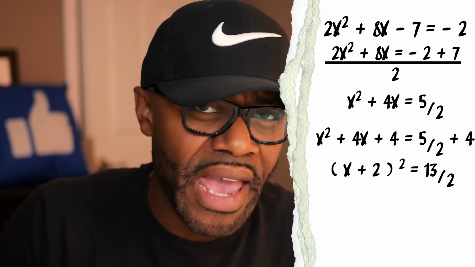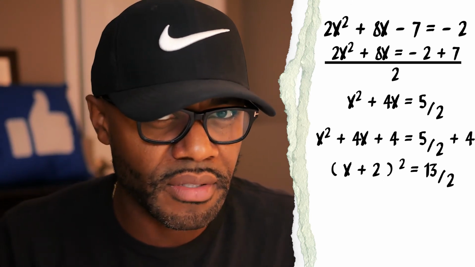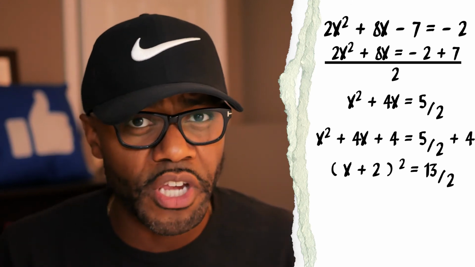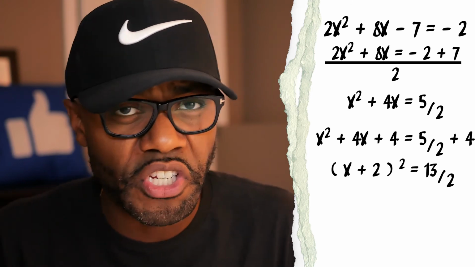If you remember, when we added the 4 to the left-hand side, we also had to do the same to the right-hand side, leaving us with 13 over 2 on the right-hand side. Then, if we wanted the vertex form for the quadratic equation, we have to move the 13 over 2 back to the original side, leaving us with an expression of (x + 2) squared minus 13 over 2.